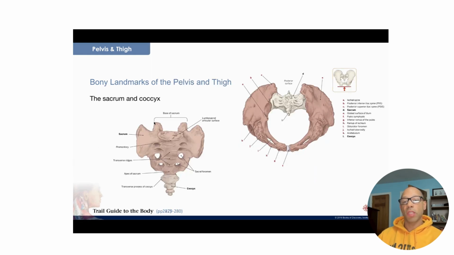Okay. And here's just another view, and you can see the sacrum as it is fused, and the coccyx as it is somewhat fused down here too. And each one of these little ridges would be separated at birth. Okay, that's the sacrum and the coccyx too.